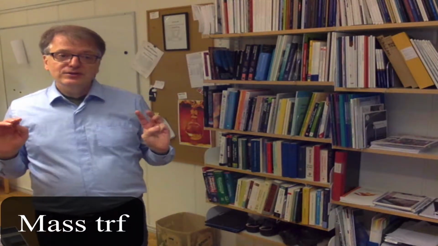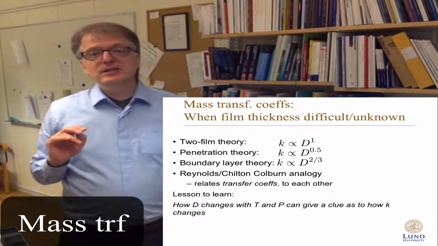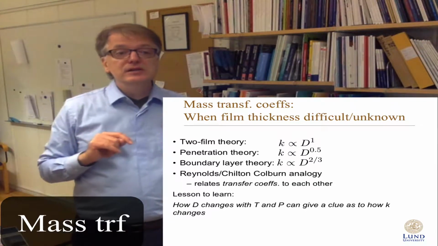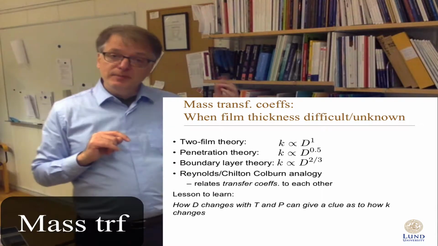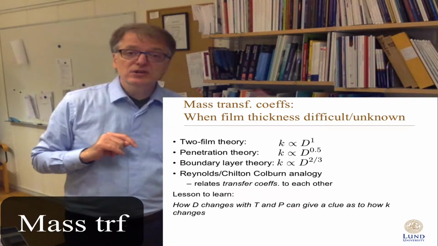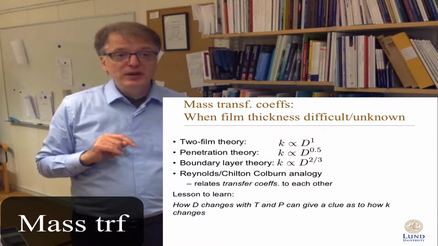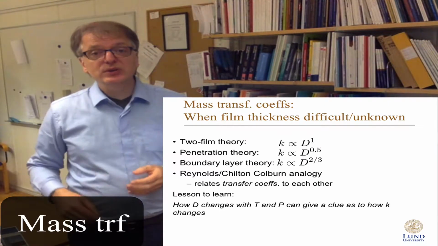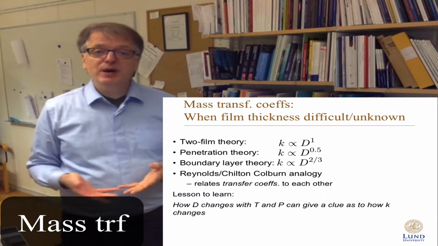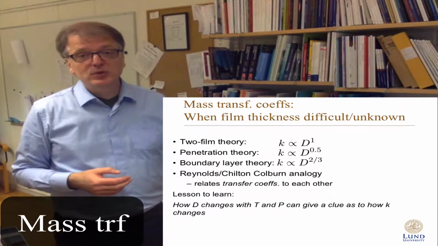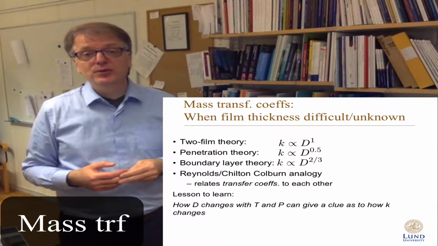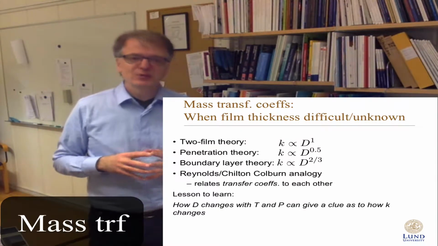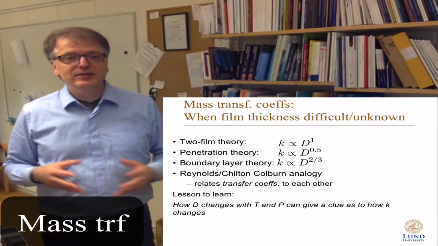So the 3 theories relate the mass transfer coefficient to the diffusivity in some way. In the two-film theory, the mass transfer coefficient is proportional to the diffusivity. For the penetration theory, it's proportional to the square root of the diffusivity. And for the boundary layer theory, we said that it's proportional to diffusivity to the power of 2/3, but it actually changes if you have turbulent flow. So it's not the same for laminar and turbulent.